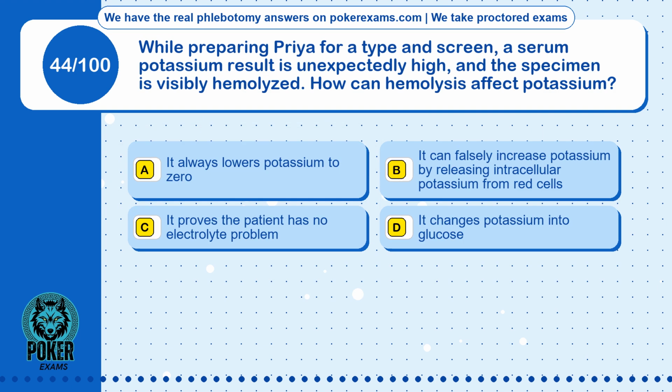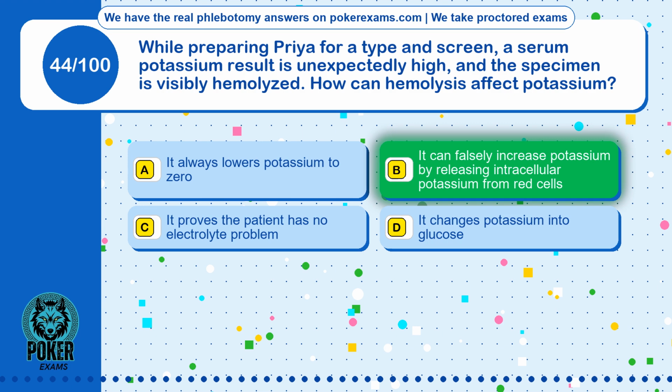Question 44. While preparing Preya for a type and screen, a serum potassium result is unexpectedly high, and the specimen is visibly hemolyzed. How can hemolysis affect potassium? Option A. It always lowers potassium to 0. Option B. It can falsely increase potassium by releasing intracellular potassium from red cells. Option C. It proves the patient has no electrolyte problem. Option D. It changes potassium into glucose.